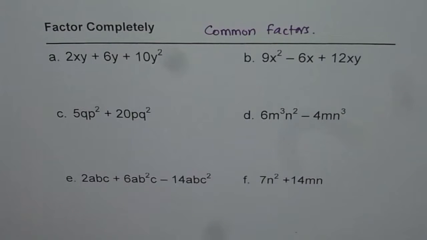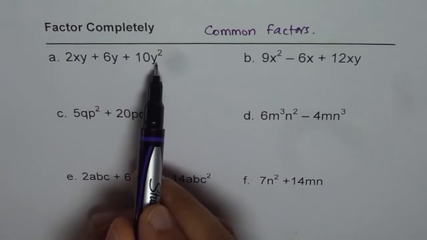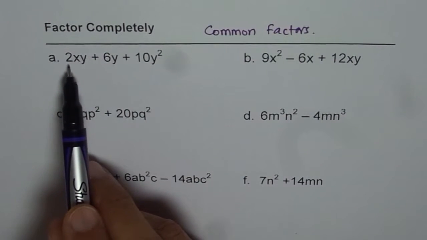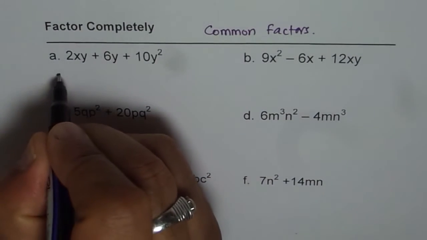Okay, now in this case we have a few examples with three terms also. So let us see how to factor these. The first one is 2xy plus 6y plus 10y squared. If you notice, all these coefficients are even, and so they have 2 as a common factor. So we can factor out 2, right?